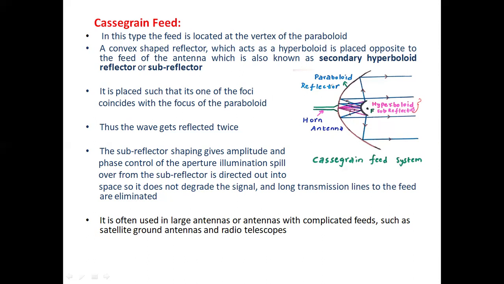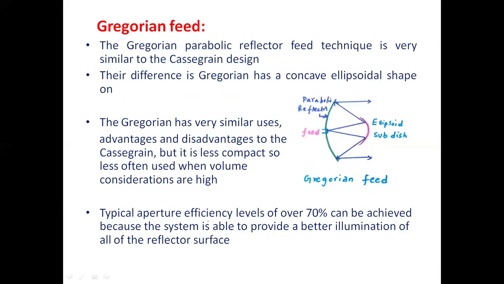Compared to other types of feed mechanisms, one of the advantages here is that there is no need for long transmission lines to the feed system. So this type of mechanism is very flexible. It is often used in large antennas or antennas with complicated feeds such as satellite ground antennas and radio telescopes. The third one we have is the Gregorian feed antenna. This Gregorian parabolic reflector antenna feed technique is almost similar to Cassegrain, but the small change we can observe here is the shape of the subreflector we have used.